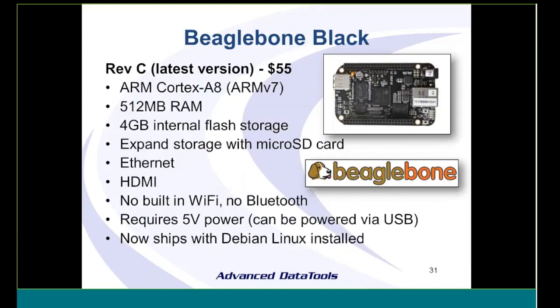Looking at the Beaglebone specifically, it's about $55 for the latest version. It runs an ARM chip. It's got 512 meg of RAM. It's got 4 gig of storage built in, but you can expand that storage with a micro SD card. It's got Ethernet capabilities, HDMI. It does not have any built-in Wi-Fi or Bluetooth, but you can add that through the USB port.